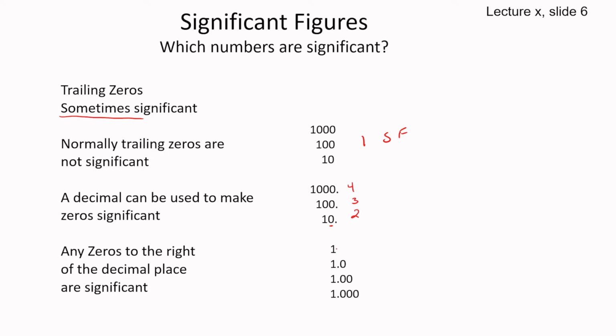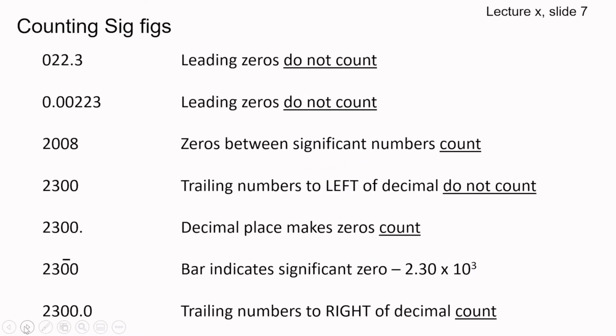Any zeros after a decimal place are always significant. So 2 sig figs, 1 sig fig, 2 sig figs, 3 sig figs, 4 sig figs. So no decimal place, not significant. Decimal place keeps them significant. Anything to the right of the decimal place is significant. So to recap, leading zeros don't count towards the sig figs. Zeros between always count, and trailing zeros sometimes count. If there's no decimal place, these don't count. If there is a decimal place, they do count.